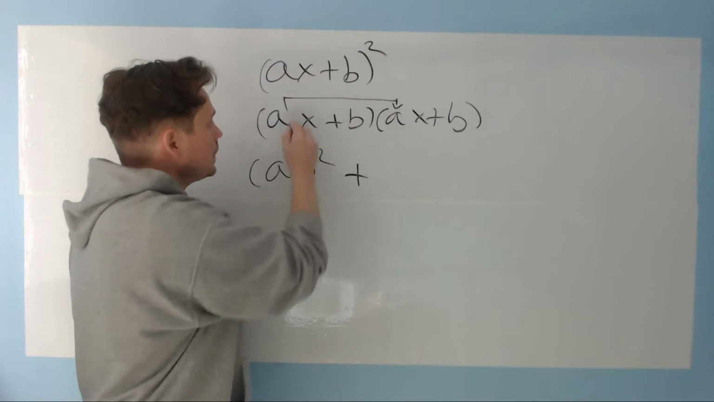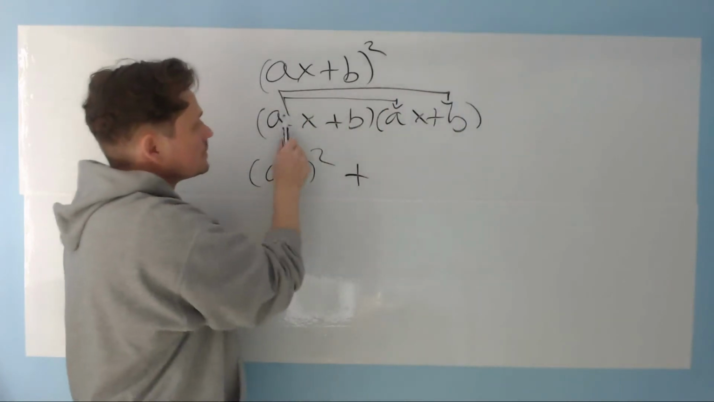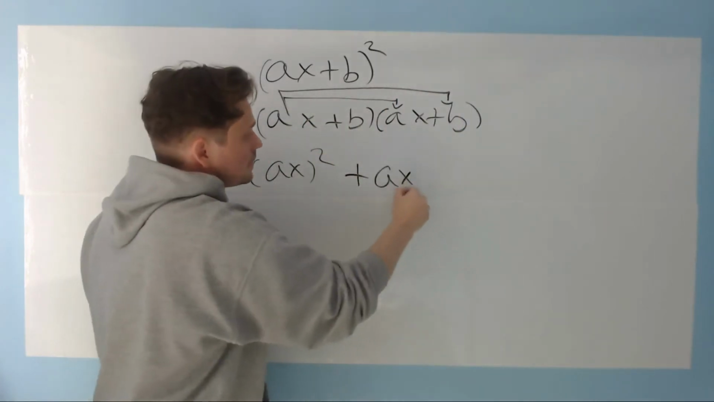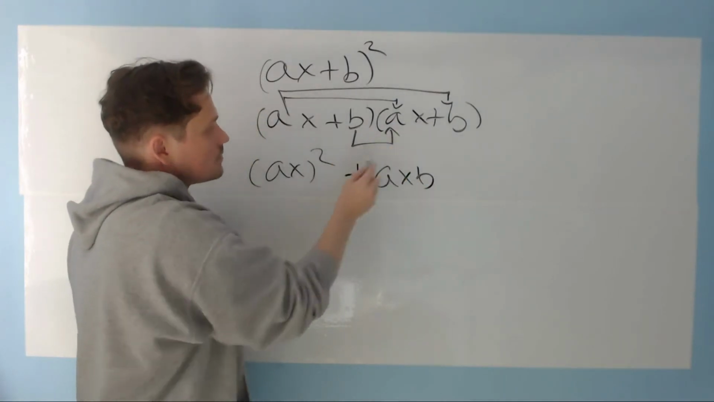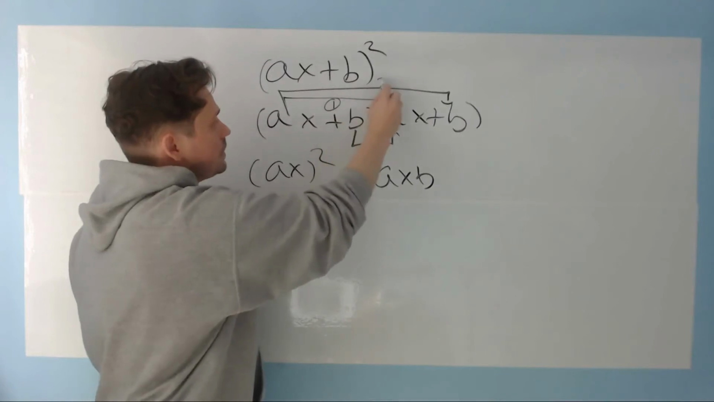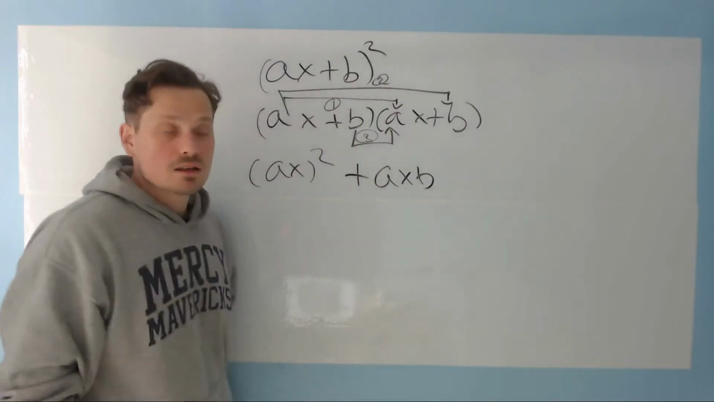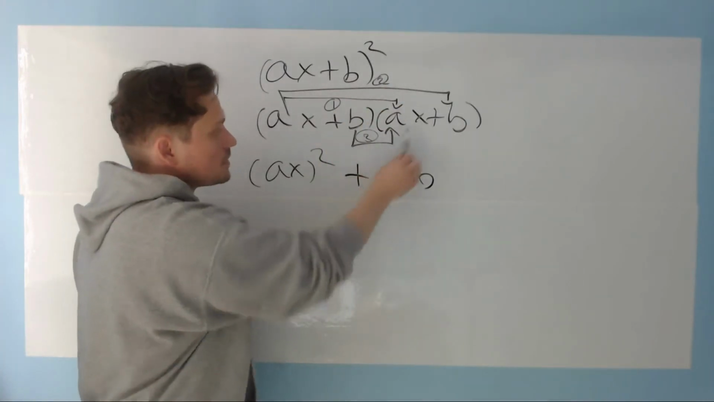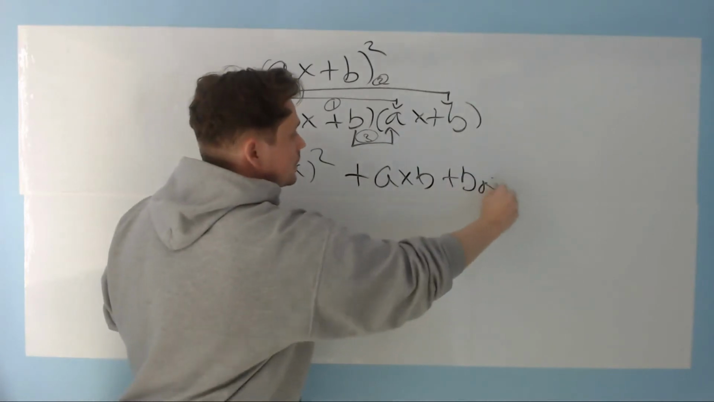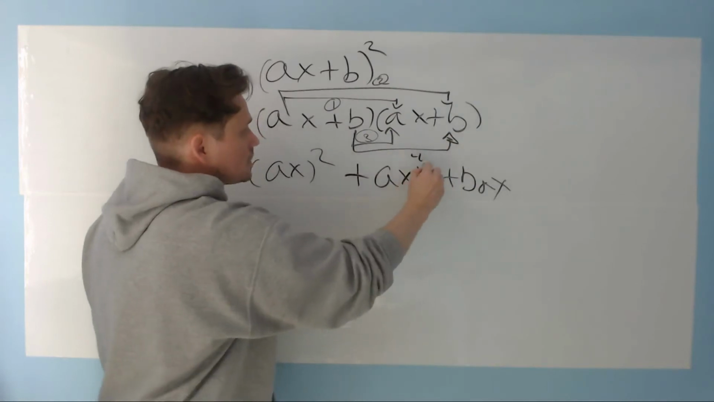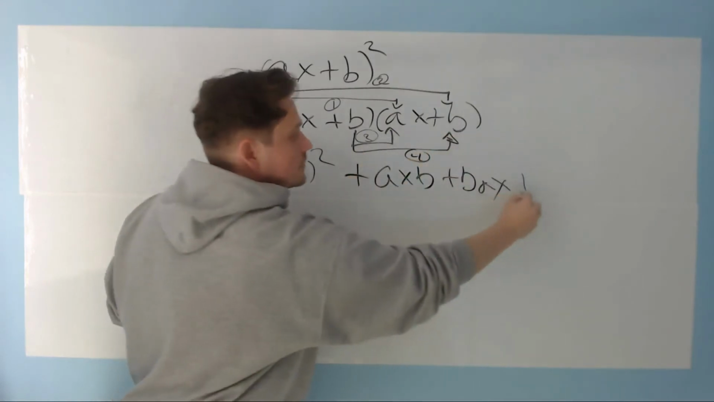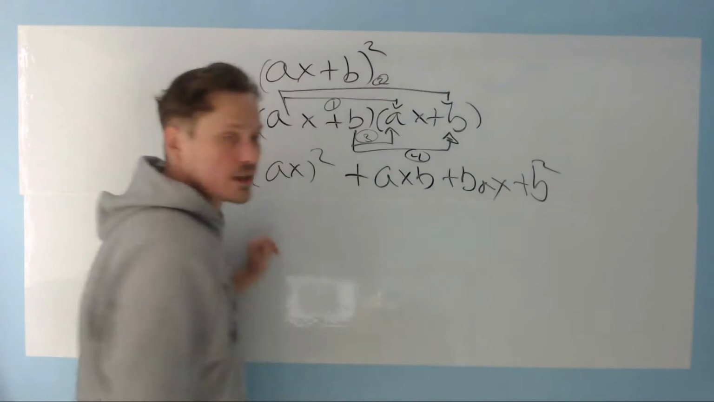For the middle, I'm going to do my next step. So ax times b. Then I'm going to do b times ax, step number 3. Let me number these. This is 1, this is 2, 3. So when I do 3, I'm doing b times ax, bax. And lastly, I'm going to do b times b, that's step number 4. b times b is going to give you b squared as the last term.